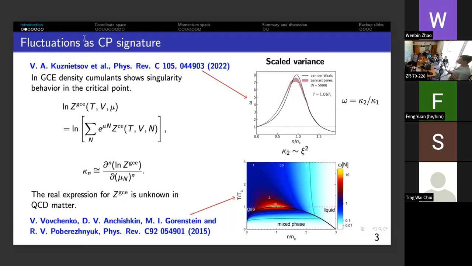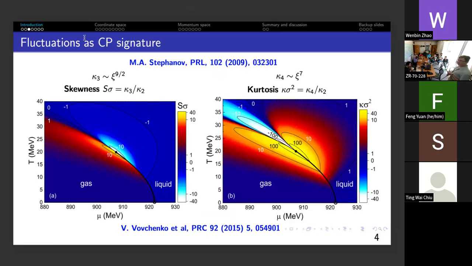And that's why, in general, it's important to study them with approaches like molecular dynamics, which gives you direct insight. A few words about two different quantities, which will also be studied here: the skewness and kurtosis. Skewness and kurtosis are the ratios K3 over K2, and K4 over K2. And why are they interesting? There are two main reasons.